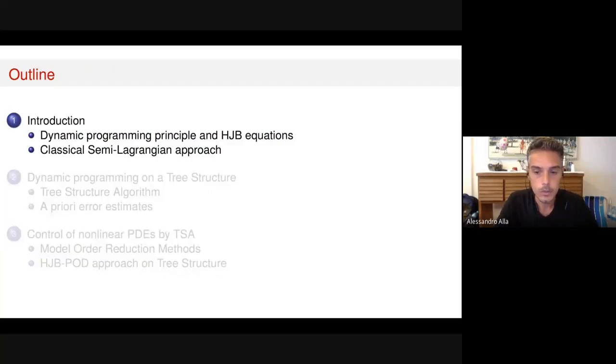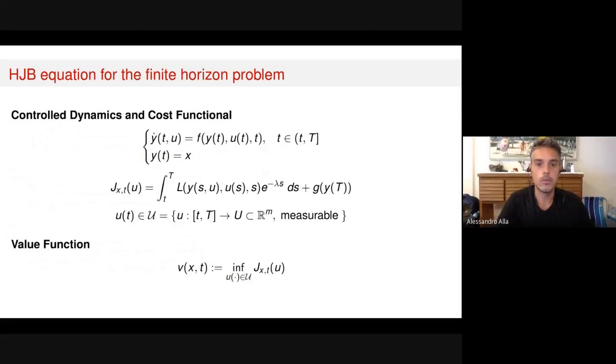Okay, to set the problem in a more technical way, can you see the mouse here, my pointer? Okay. Let's suppose that we have a differential equation. y is my state, u is my control, and f is my dynamics. x here is going to be my initial condition. So this is the dynamical system.